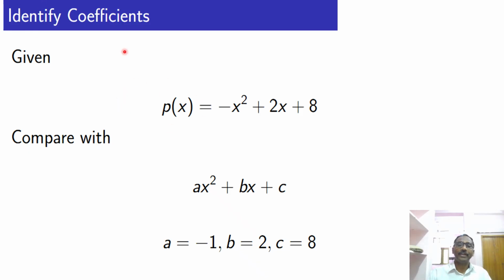So identifying coefficients. What is the x square coefficient? Minus 1. What is the x coefficient? 2. What is the constant? 8. We are comparing with the standard form of a quadratic polynomial. So a equal to minus 1, b equal to 2, c equal to 8.